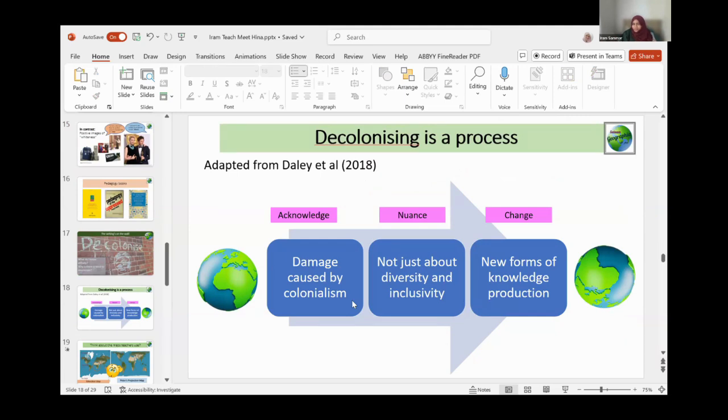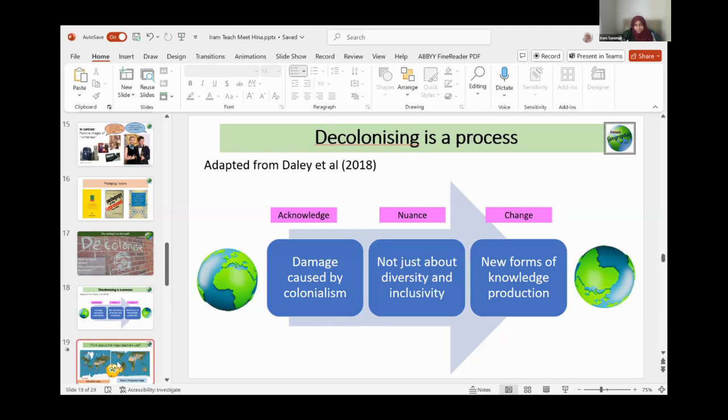We need to talk about the colonialism that underpins some of those case studies, and also talk about the nuance, moving beyond the single story, not just about diversity and inclusion and bringing in those extra resources, but actually embedding it within our understanding and our own minds, and accepting change and new forms of knowledge production, even giving your students more autonomy.